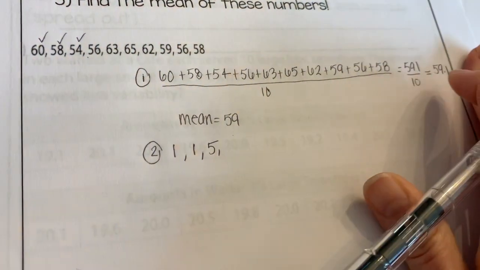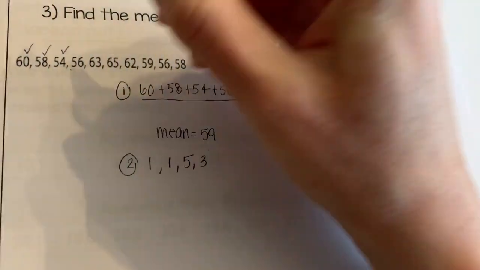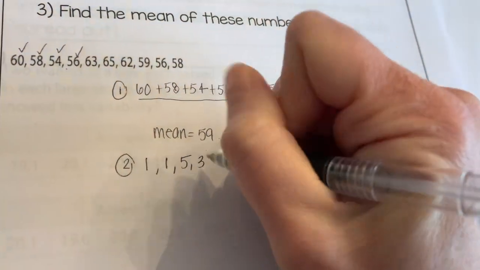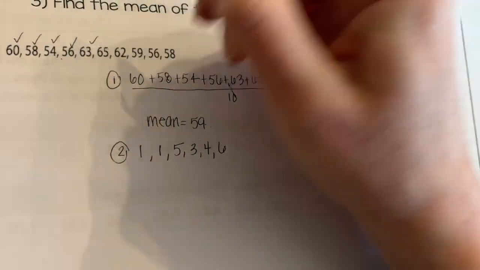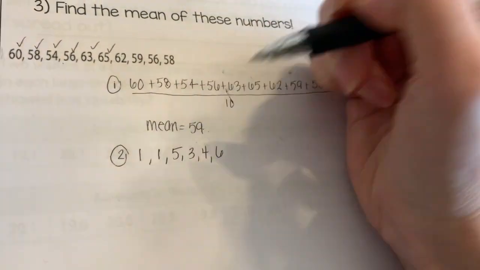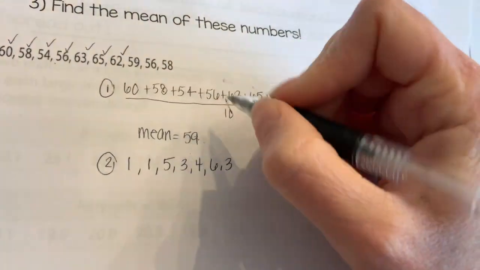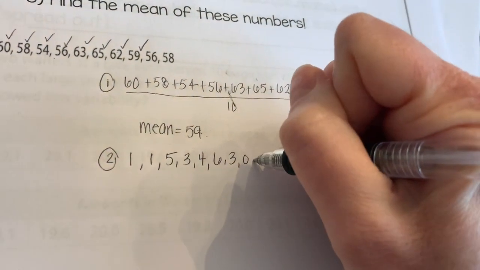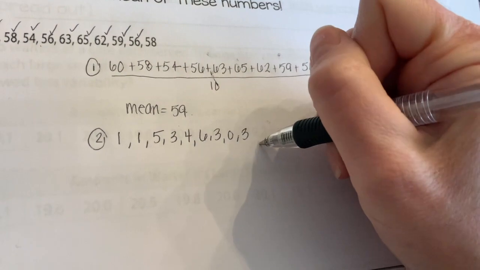And then I'm going to do 59 minus 56, which is 3. And then I'm going to do 63 minus 59, which is 4. And then I'm going to do 65 minus 59, which is 6. 62 minus 59, 3. 59 minus 59 is 0. 59 minus 56 is 3. And finally, 59 minus 58 is 1.